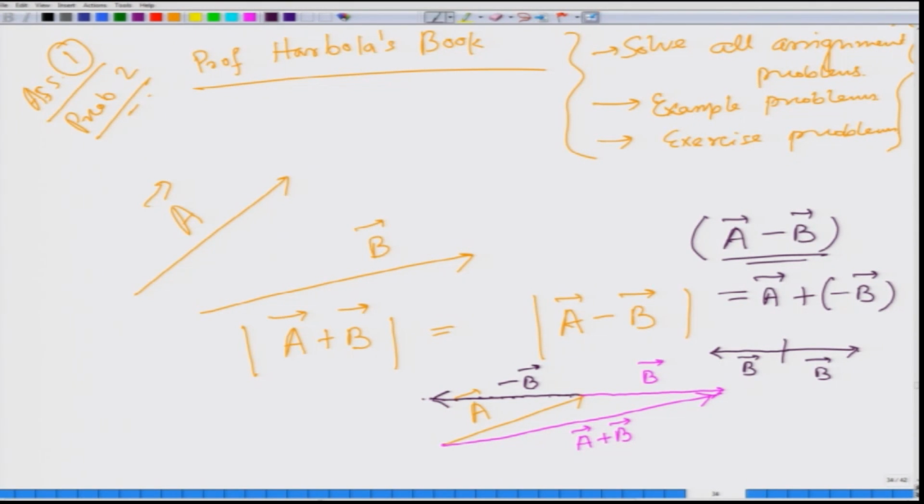Let us take the magnitudes to be the same. So, suppose this is my B vector. So, this is my A minus B.